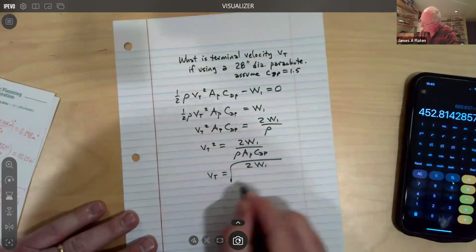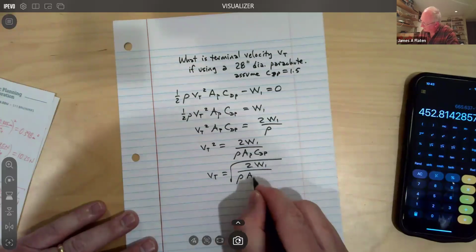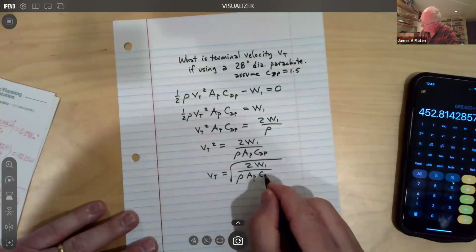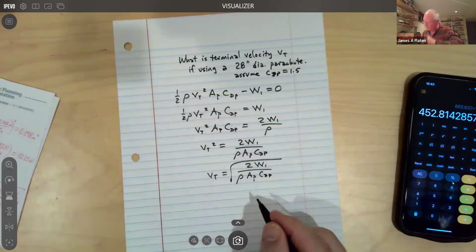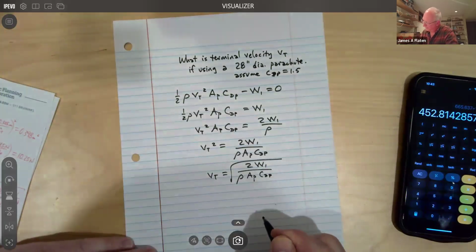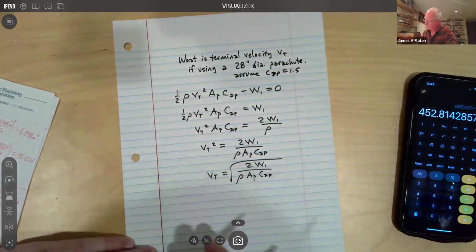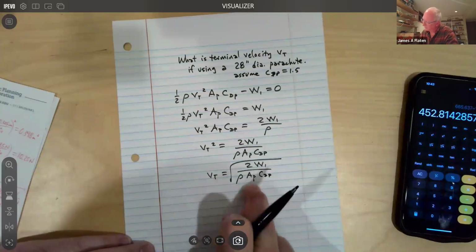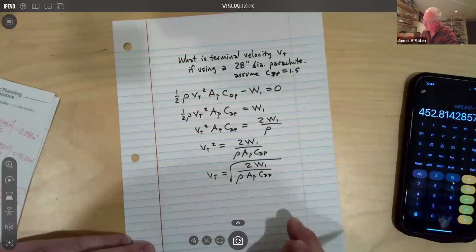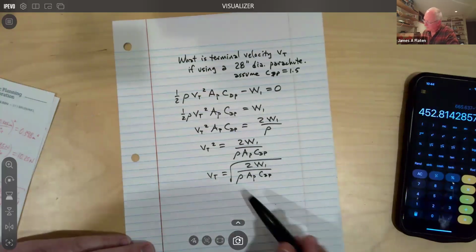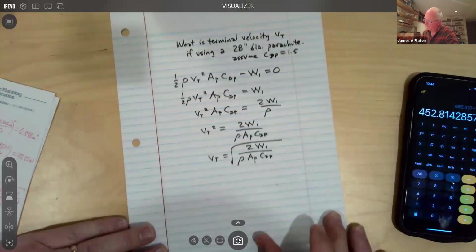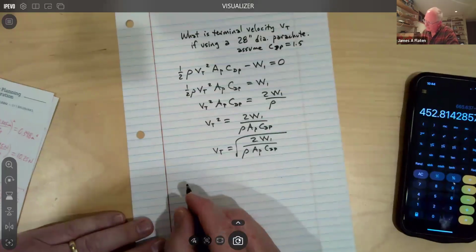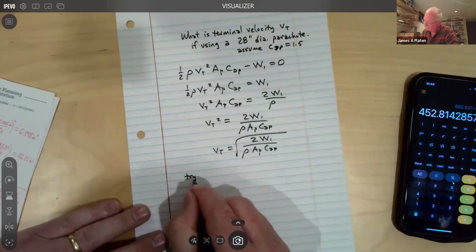Twice the weight divided by the air density, divided by the area of the parachute, divided by the coefficient of drag for the parachute. That's my equation. That's sort of my first step, is to get my variable of interest in terms of other things that I could find. Now it's time for me to find all of those other things. And again, let's say in metric.